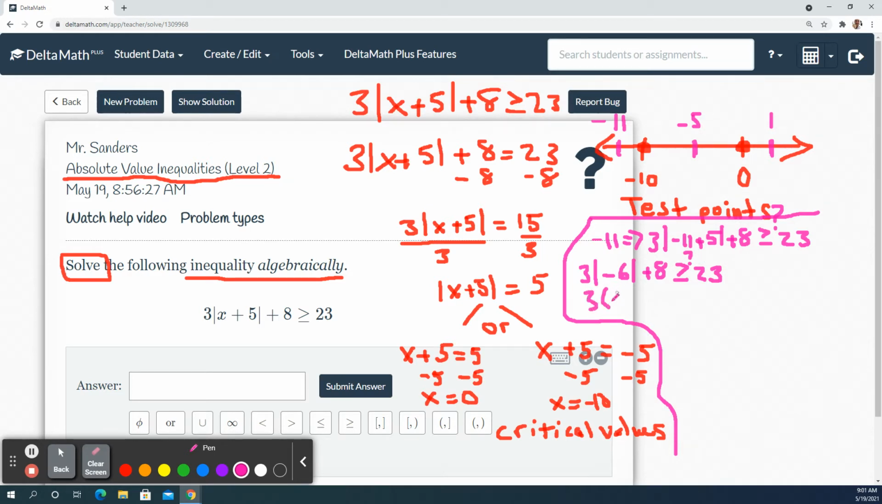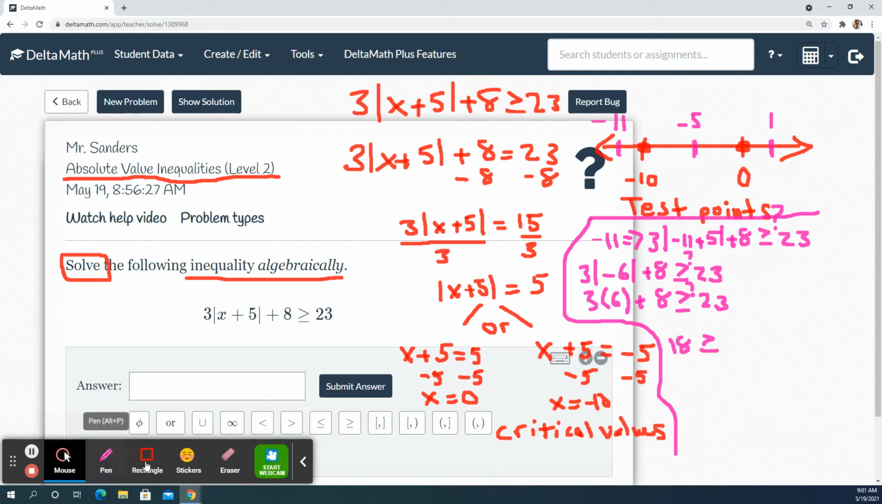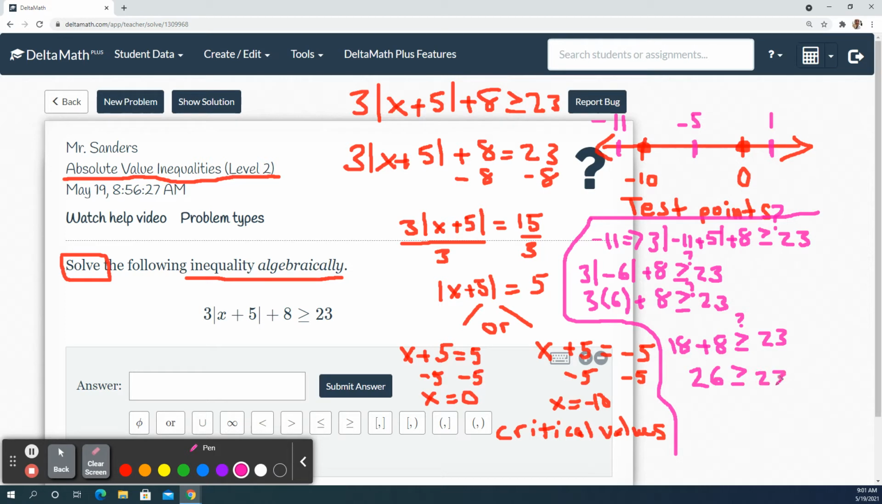This would be 3 times 6, plus 8. Just busy work here, that's fine. 3 times 6 is 18, plus 8, greater than or equal to 23, question mark. And that's going to be positive 26, greater than or equal to 23, question mark. So the question mark says, is this true or false? Is 26 greater than or equal to 23? That's a true statement. That means we shade that area.